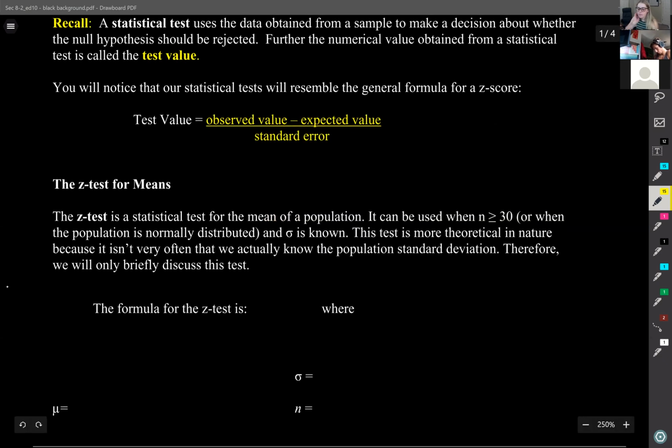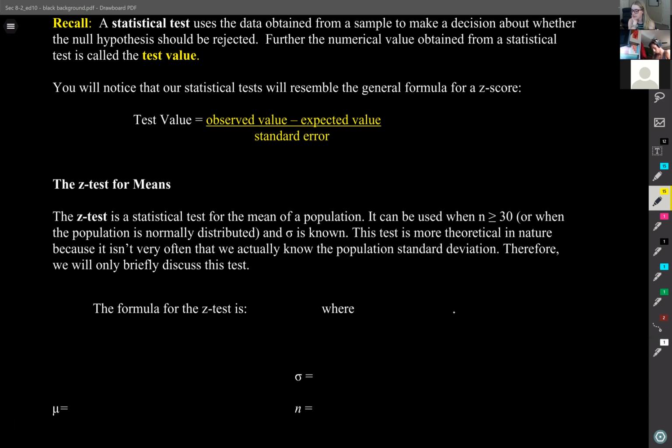So the z-test for means, it's a statistical test for the mean of a population. It can be used when n is greater than or equal to 30. So when your sample size is greater than or equal to 30, or when the population is normally distributed, and your population standard deviation is known.